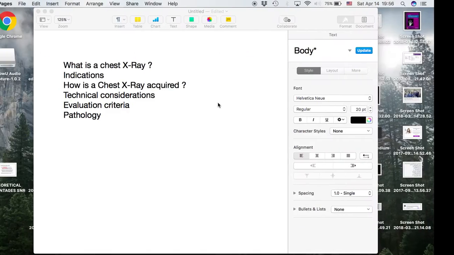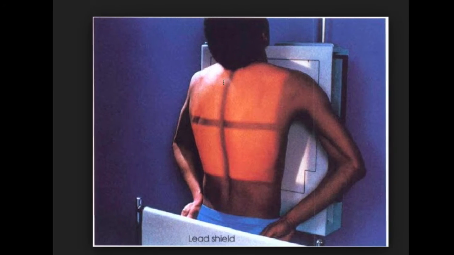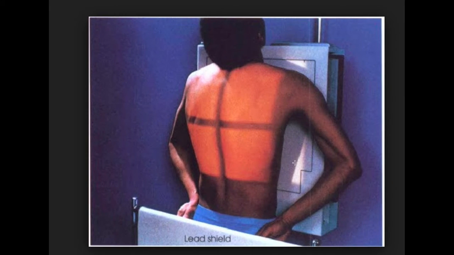Okay, so we talked about the technical considerations and the indications. Now, how is a chest X-ray acquired? So this is the position. This is the basic position of a patient who is going to have a chest X-ray in the erect position, or the standing position, in the PA view.